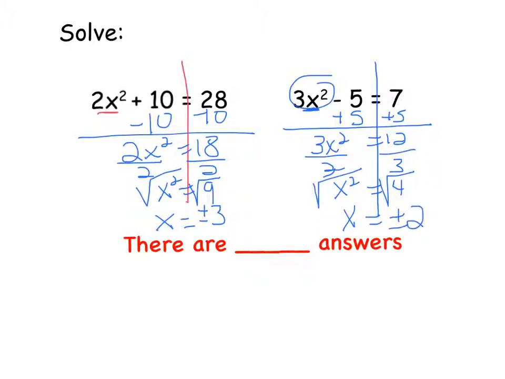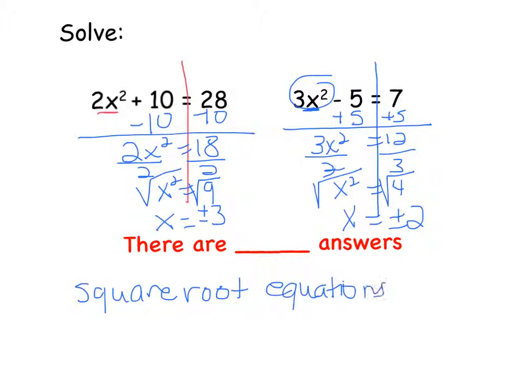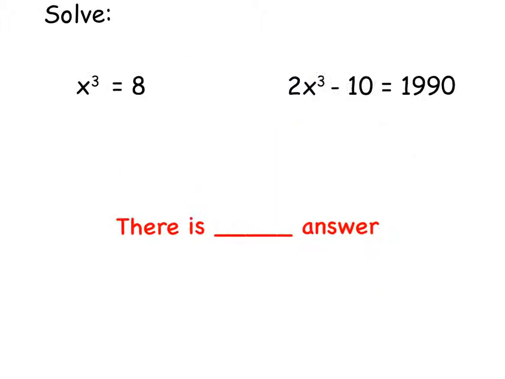So when you are solving square root equations, there are 2 answers. All right, let's practice solving cube root equations. There isn't anything on the same side as the x cubed, so we can go straight to, if it's cubed, we have to take the cube root to get rid of it. If you do it to one side, you have to do it to the other.